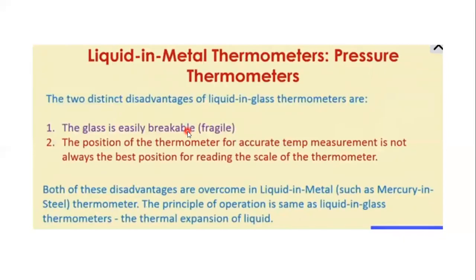These are the liquid in glass thermometers. Okay, so the next one, I will explain. We have to study only non-electrical methods, that is the bimetallic thermometer and the liquid in glass thermometer. These are the two non-electrical methods of temperature measurement.